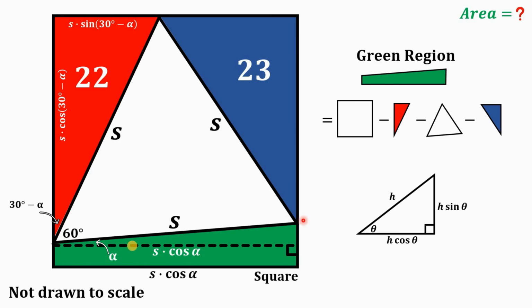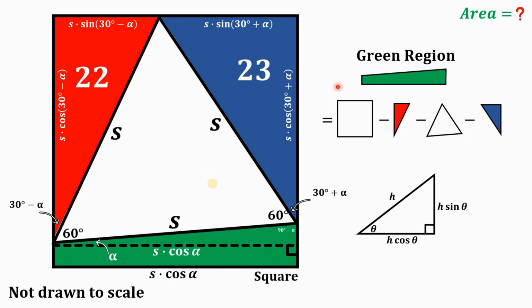Now, in this right triangle, if this is alpha, this is 90 minus alpha. We know this angle right over here is 60 degrees. Now, how about this angle right over here? This is just a straight angle, and a straight angle adds up to 180 degrees. In short, this angle right over here must be equal to 30 degrees plus alpha. Now, the adjacent side must be equal to S times cosine of 30 degrees plus alpha. And the opposite side must be equal to S times sine of 30 degrees plus alpha.